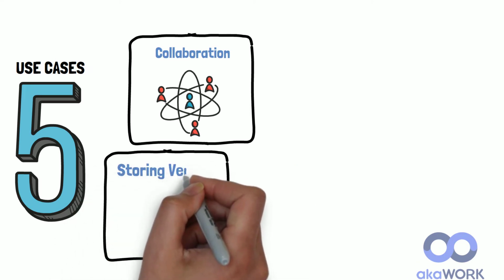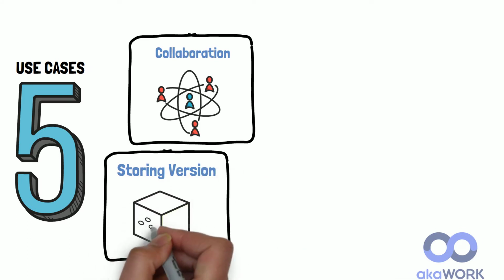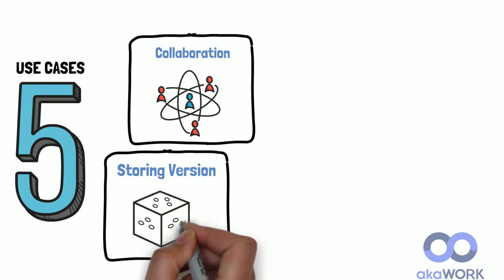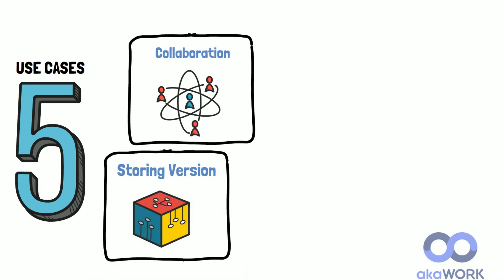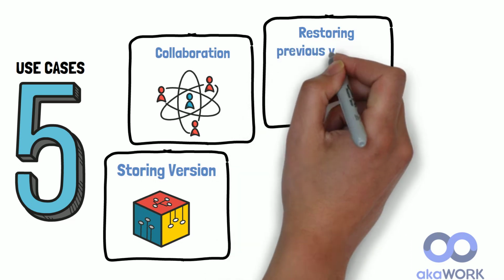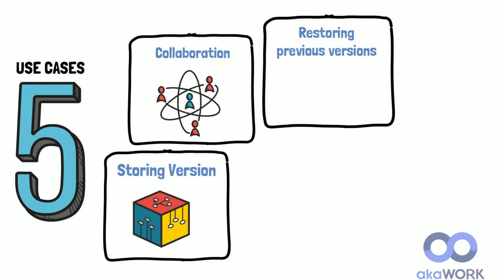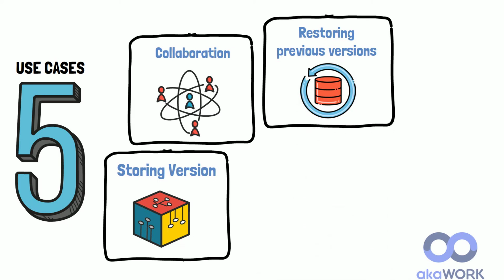Secondly, storing versions. The project is not completed in a single version. There may be a number of versions. In that situation, the problem of storing all such commits in a single place is a huge challenge. Another problem is restoring previous versions. Sometimes it is important to go back to the previous versions to find the root cause of any bug.